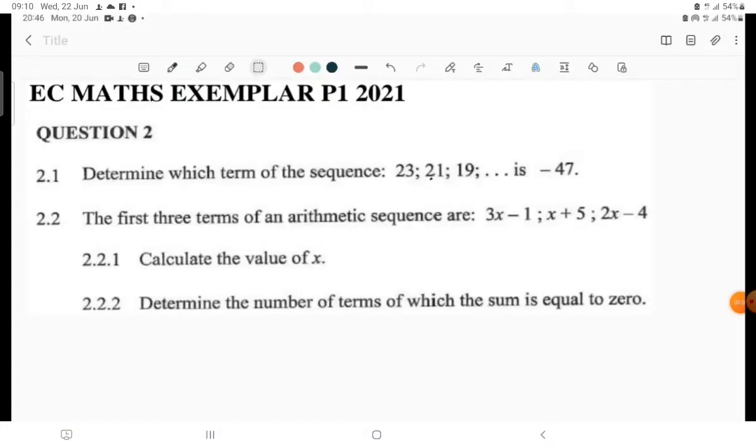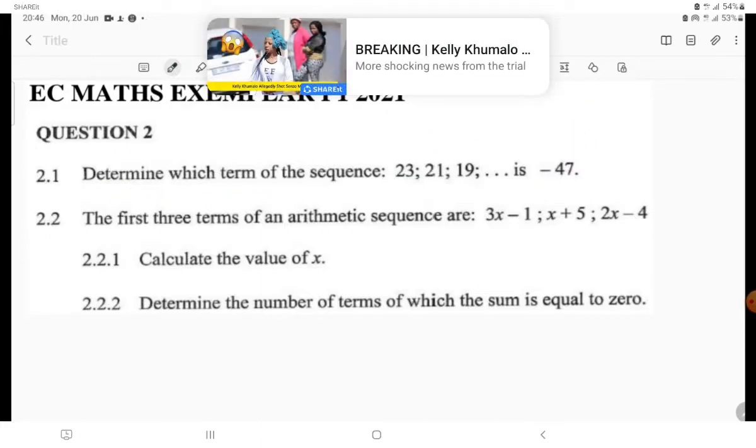So this is Eastern Cape Maths 2.2 Exemplar 2021 Paper 1. So number patterns, we are having the first question, it says determine which term of the sequence is equal to negative 47. So when they say which term, they are looking for the value of n. Which term means in which position does this negative 47 occupy. So we need now to calculate the value of n.